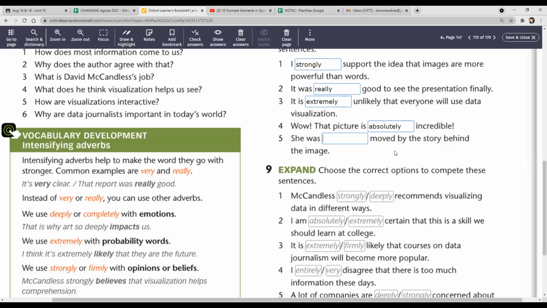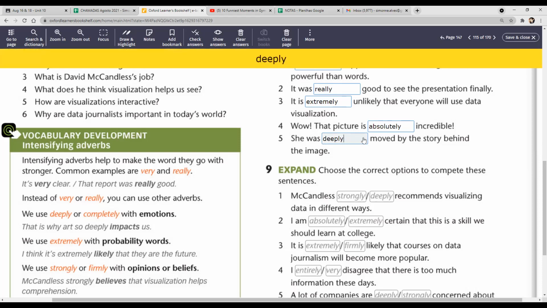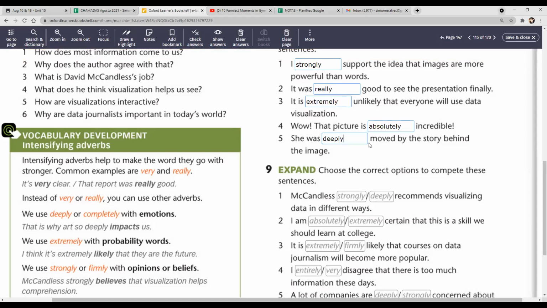Deeply. Yes, very good, Mateus. Now here, I'm expressing an emotion. She was deeply moved. Okay, very good. All right, everybody. Deeply moved is the same as very emotional about the story. Okay, she was touched by the story.